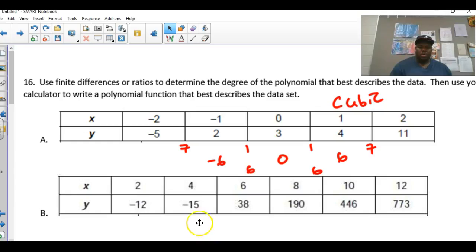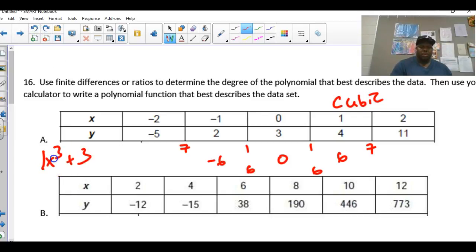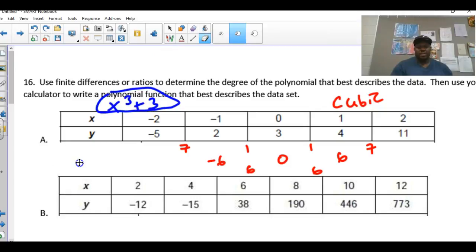Let me go back to what we were working on. So the equation is 1x cubed plus 3. Or you can simply write x cubed plus 3. Alright. X cubed plus 3. And I think that will suffice right there, alright? And if you need to check yourself, you can, guys. Alright, like if I took -2. -2 cubed is -8. -8 plus 3 is -5. So that checks out, you know.